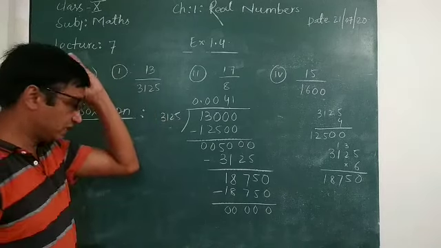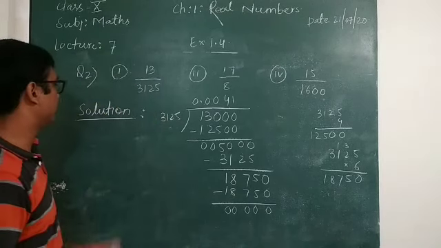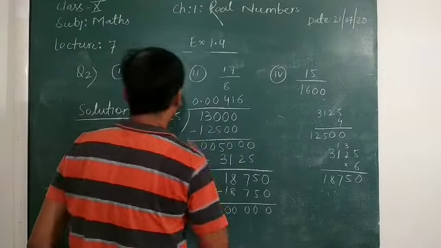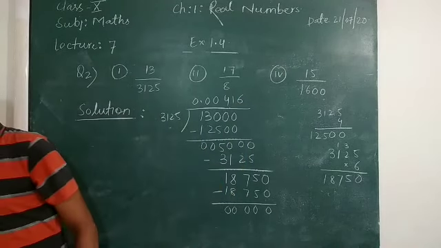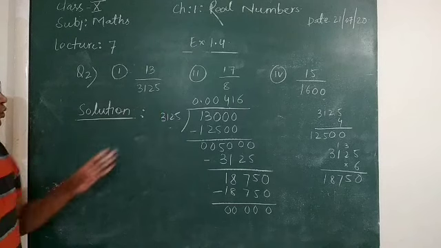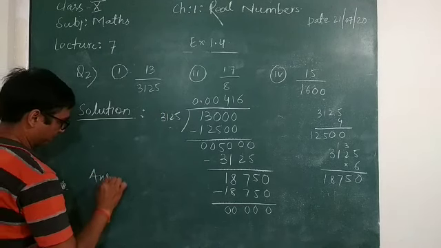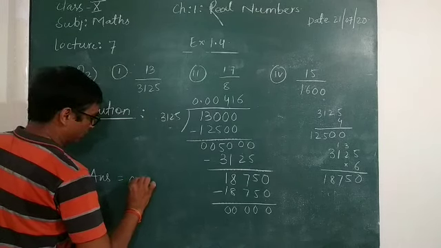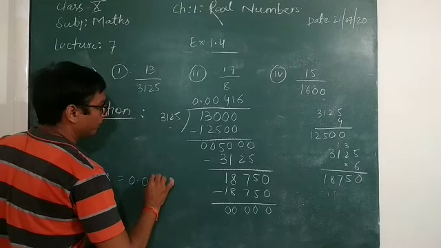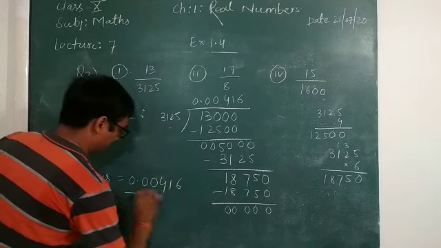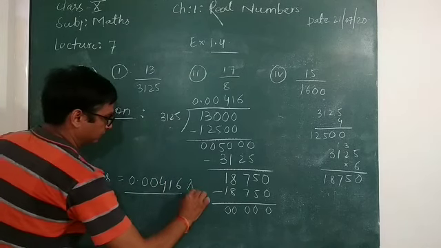Okay, so this you are getting here as a number. So it will be 416. So your answer is 0.00416. Answer is equal to 0.00416, that is your answer.